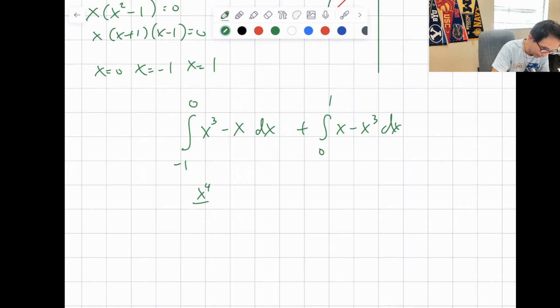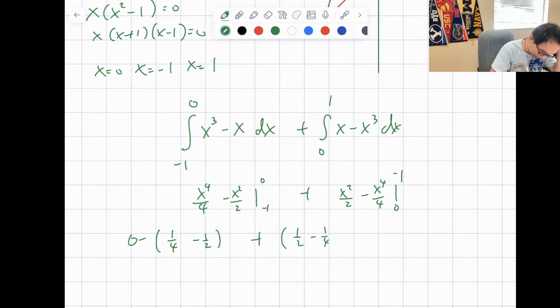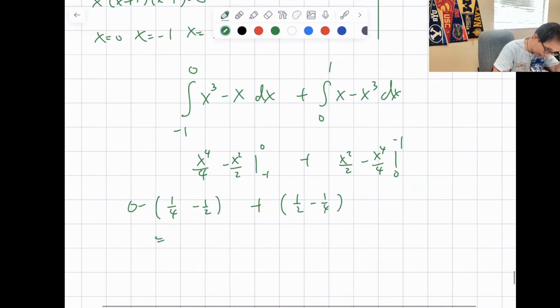So it'd be x to the 4th over 4 minus x squared over 2 between 0 and -1, plus x squared over 2 minus x to the 4th over 4 between 0 and 1. Here it's going to be 0 minus, this is a 1/4, and this one's minus 1/2. And then this is plus, this is going to be 1/2 minus 1/4. So that's going to be negative 1/4.